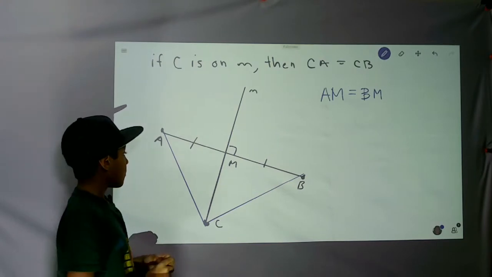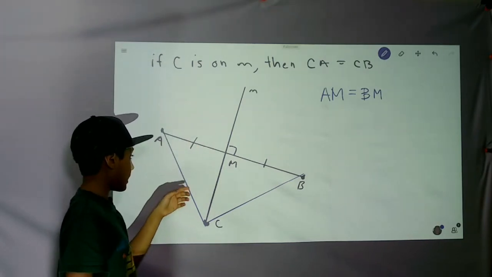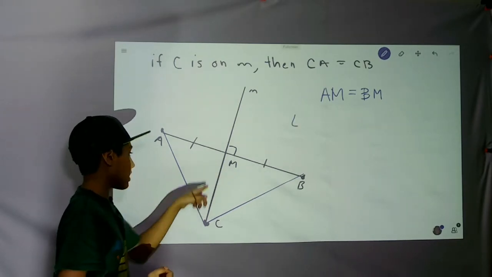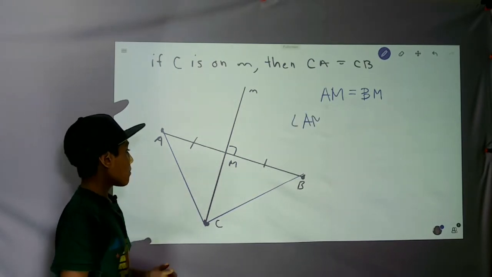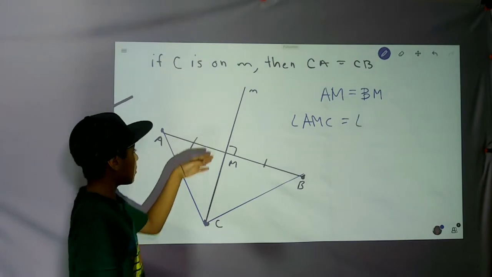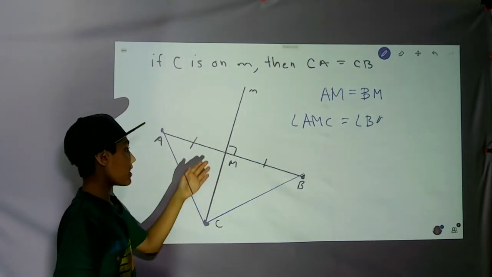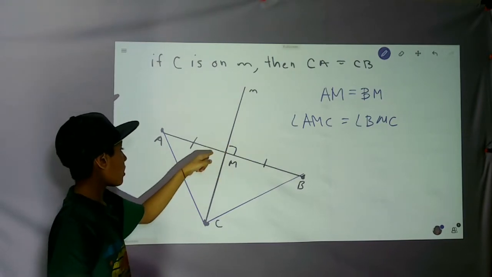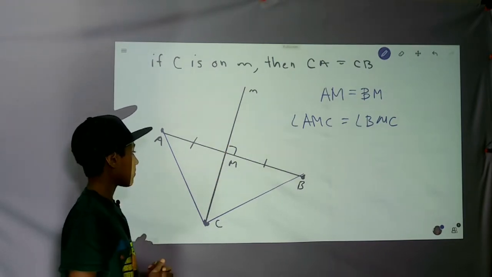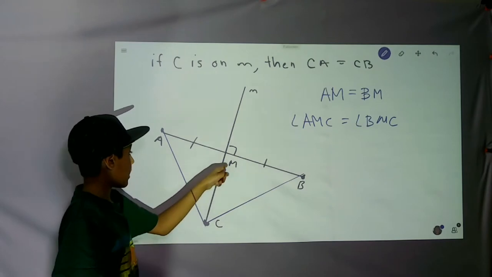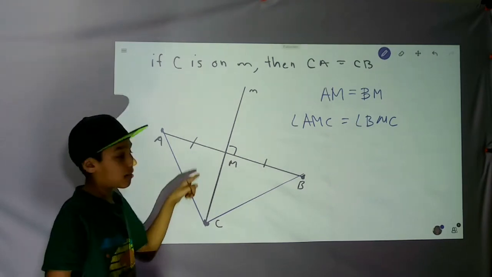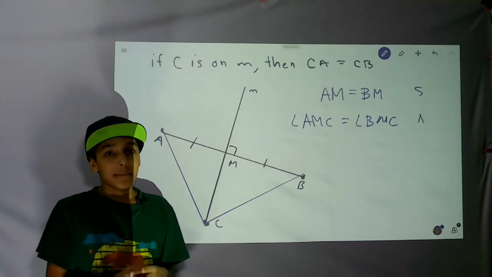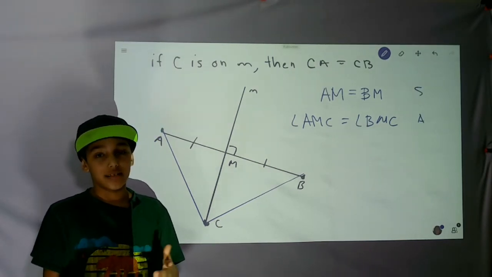We have this angle AMC, which is this angle right here, is equal to BMC, this angle right here, because this is also perpendicular. It's not just bisecting AB, it's also perpendicular. So that means all of these are right angles. BMC is a right angle here, and so is AMC right here. So we have SA, and we're getting closer to side angle side congruence.